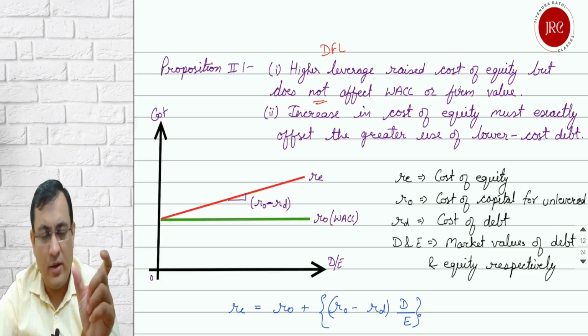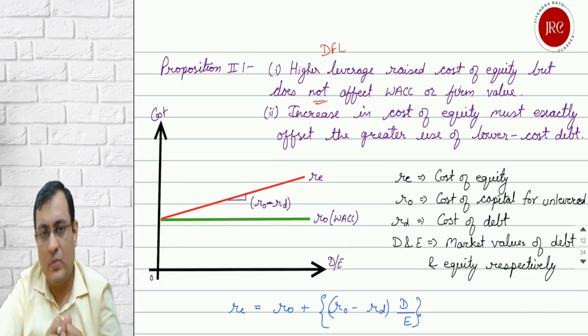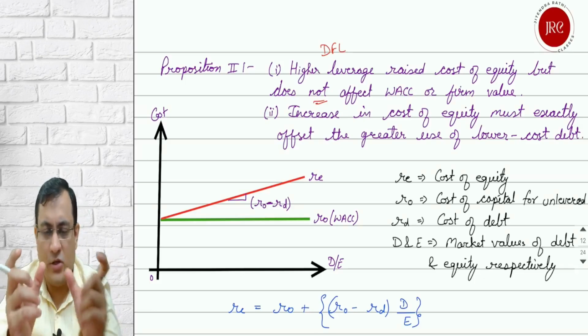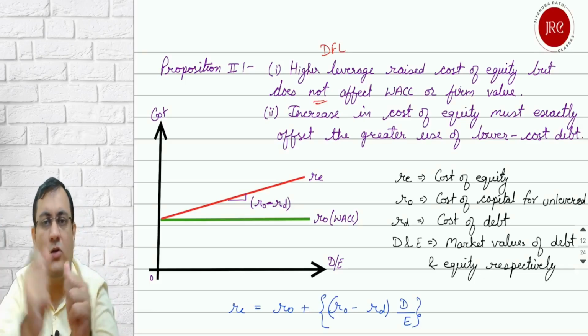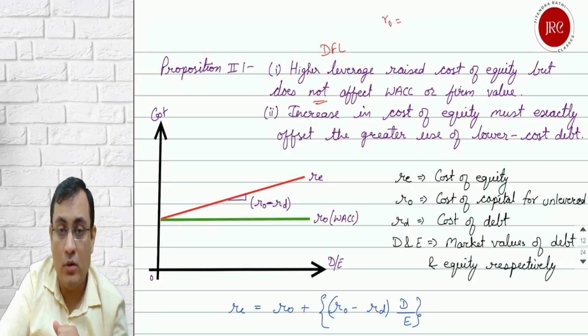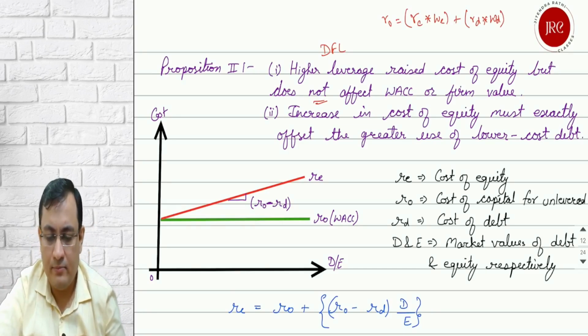WACC is the weighted combination of the cost of equity and the cost of debt. There is no taxation, so I'm not taking the after-tax term here. So it is the weighted sum of your cost of equity and cost of debt. ROA, which equals the overall cost of capital, the overall required rate of return, equals RE multiplied by the weight of equity plus RD multiplied by the weight of debt. It is the weighted sum of debt and equity.